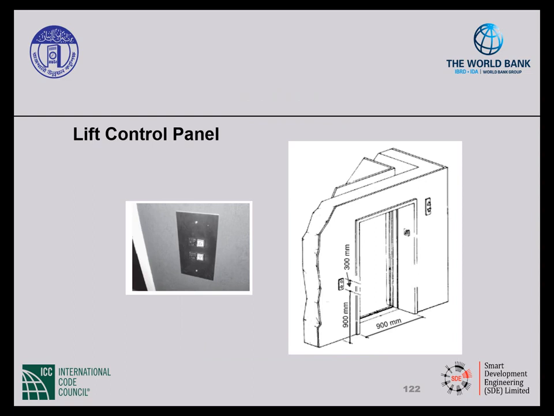The lift car door shall be a minimum of 900 millimeters clear, and the lift control panel should be located on the outside adjacent to the opening and on the inside of the lift car, a minimum 900 millimeters and a maximum 1200 millimeters above finished floor. There should be tactile markings and braille on the buttons.